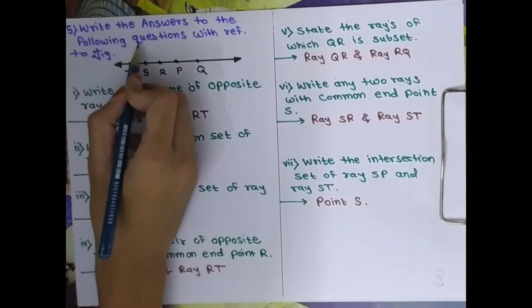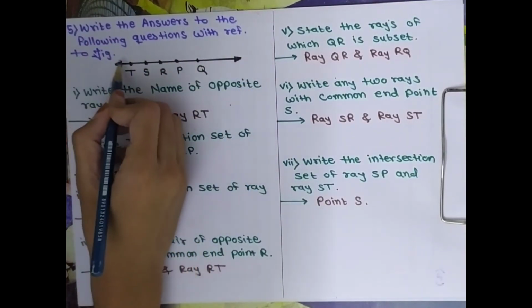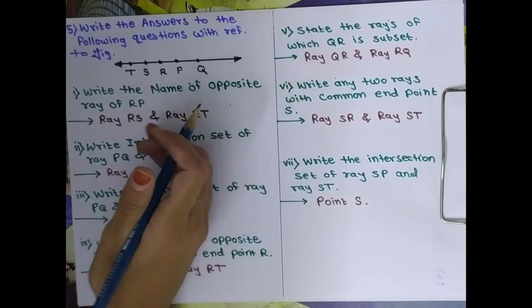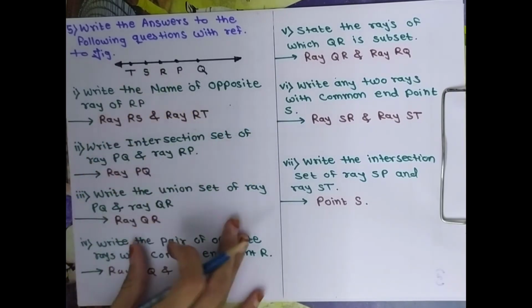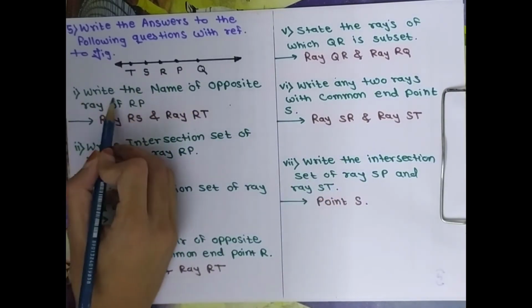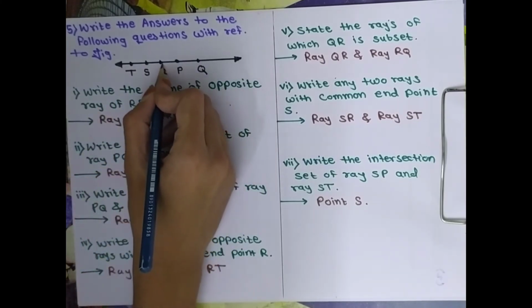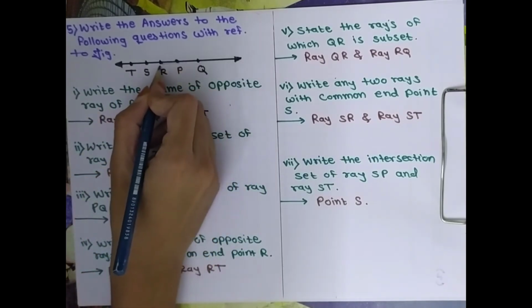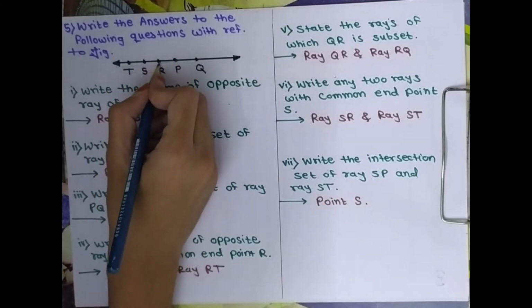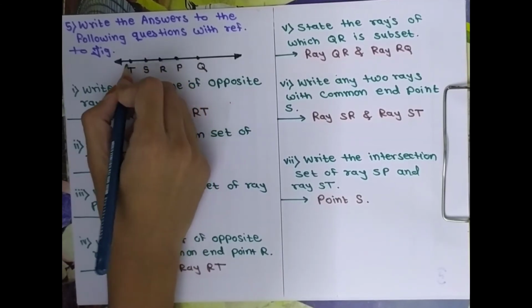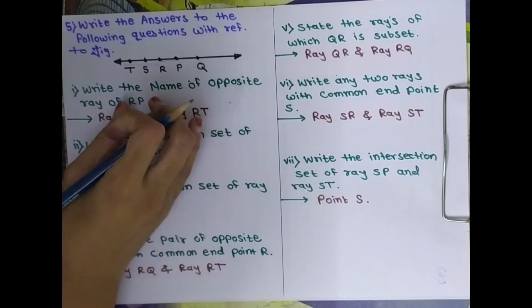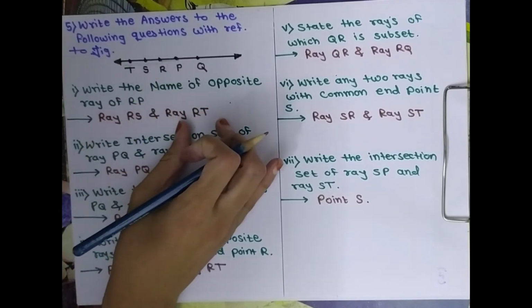Question number 5. Write the answer to the following question with reference to the figure. Now here one figure is given and from that you have to solve all these questions. So the first question is write the name of the opposite ray of RP. Now look, the opposite ray of RP is this. First is RS and second is RT. So the opposite rays of RP are RS and RT.